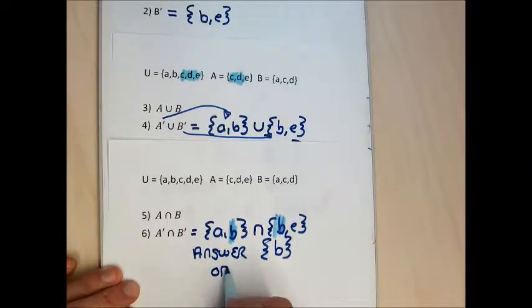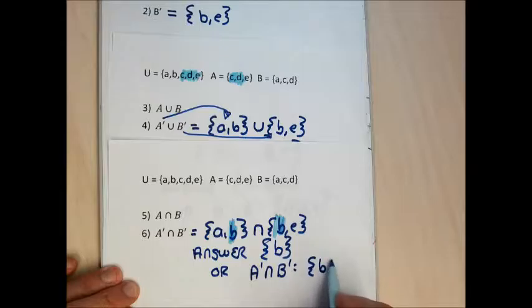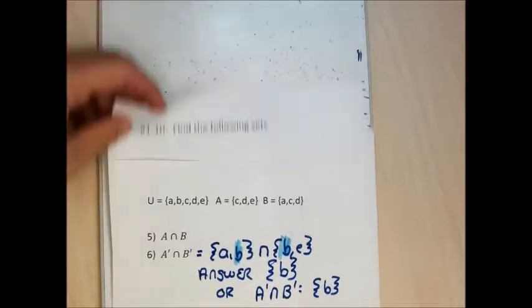And I absolutely, if I really care to, could have written the problem saying A complement intersection B complement is the set that contains the letter B. You don't have to write the problem with the answer, but you certainly can. So you probably can do problems 3 and 5 without showing all the work that I'm showing, and the less work you show, probably the better.